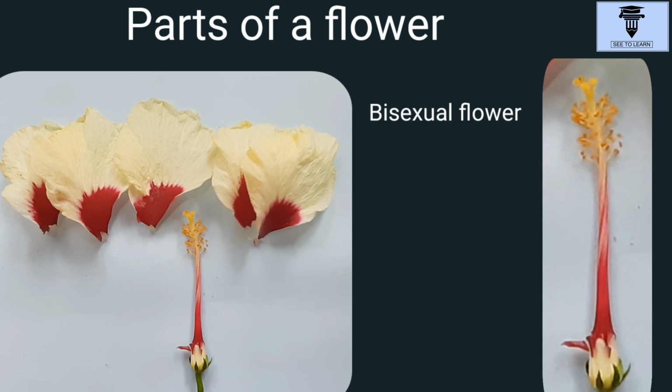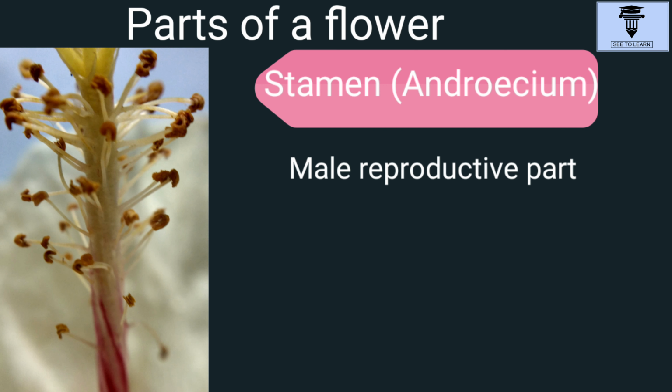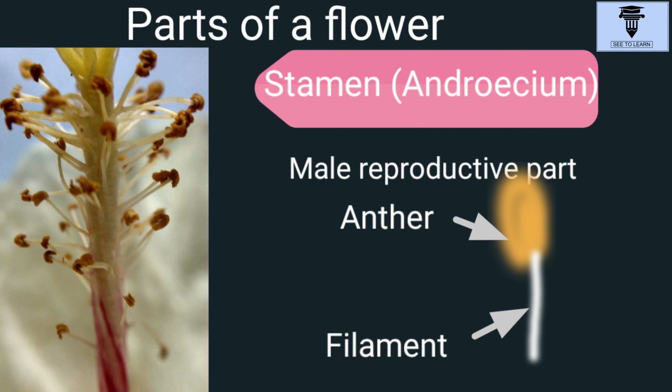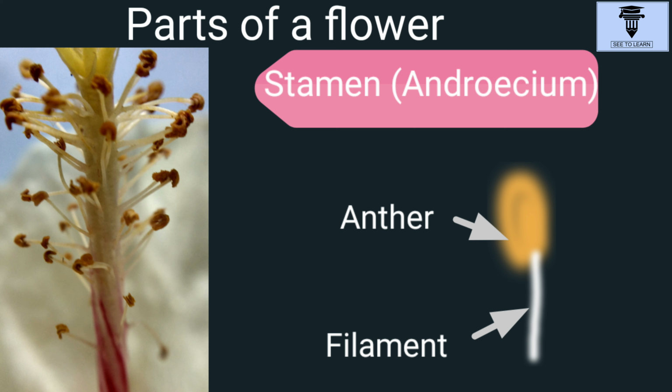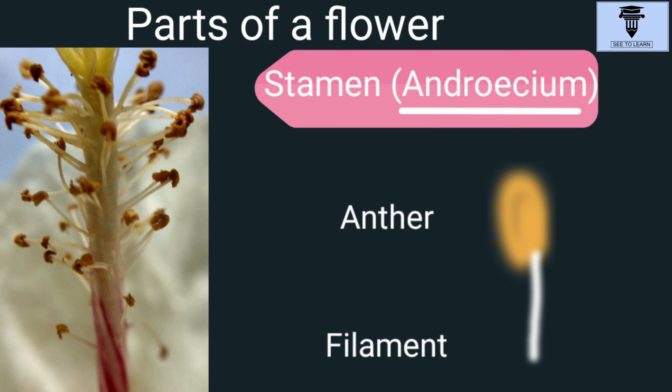This is a bisexual flower, which means it has both male and female reproductive parts. The stamen is the male reproductive part. It has a filament and an anther. The filaments of this flower are joined and form a tube. Together they are called Androecium.